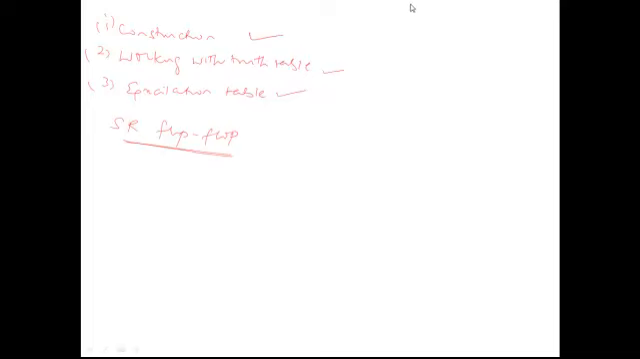As we know, we are talking about sequential circuits. All the sequential circuits will be having a clock pulse. The important difference between the combinational circuit and sequential circuit is, combinational circuit will not be having any clock pulse, whereas sequential circuit will be having the clock pulse. This is a very important difference. So whenever you are designing a sequential circuit, you have to introduce the clock pulse.